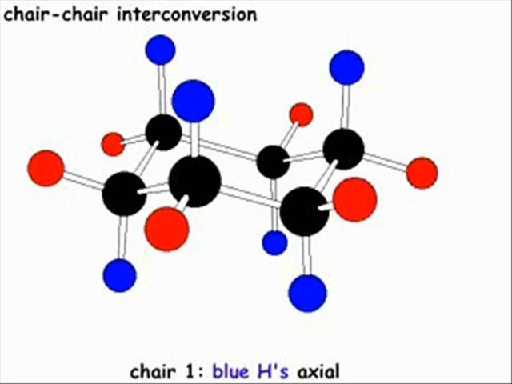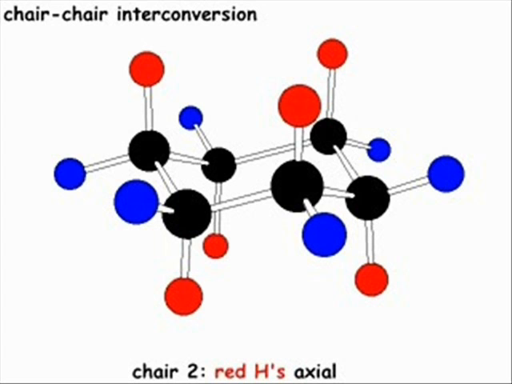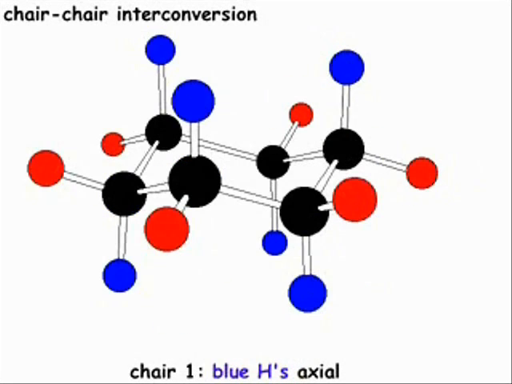Once again, we started with the blue hydrogens in the positions shown here, and the process of the ring flip caused us to go to this position where the blue hydrogens are now in the axial positions. Watch it again and see if you can see it for yourself.